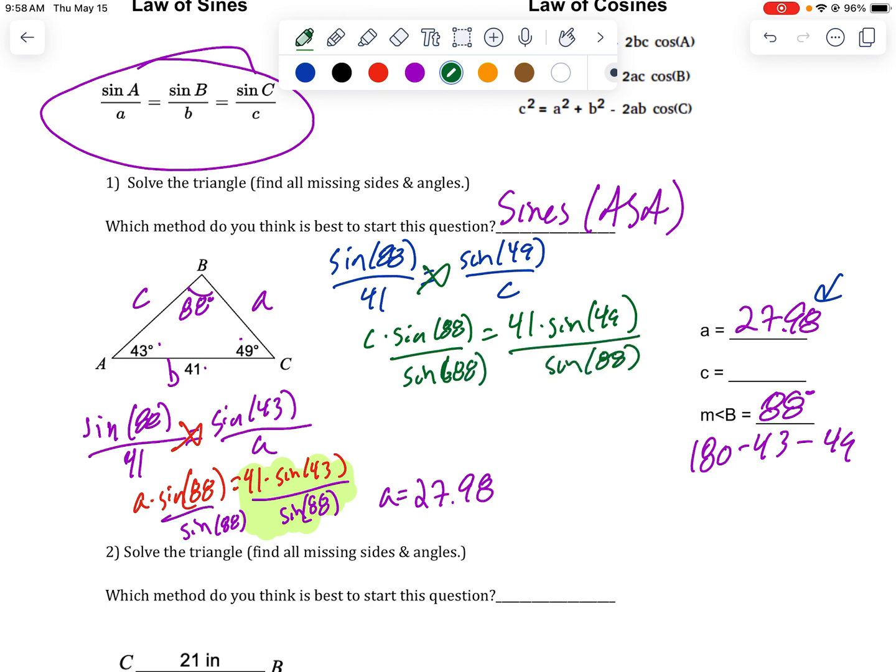Remember, I'll say it again, even though I said it last time, plug this entire thing into your calculator. 41 times the sine of 49. You could press enter there and then do divided by the sine of 88, or you could plug it in straight away. You should get 30.96 about for side C. Okay?